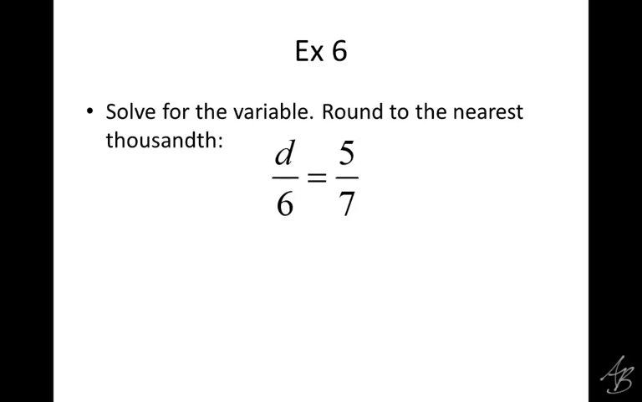All right, so we cross multiply here. D times 7 is? 7D. What do we get? David? 70. Okay, and then when we multiply the other way, 6 times 5 is? 30. All right, now we need to solve for D.